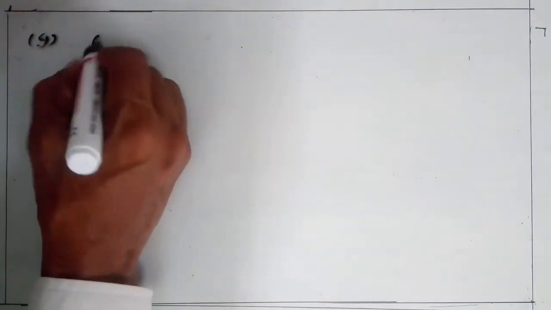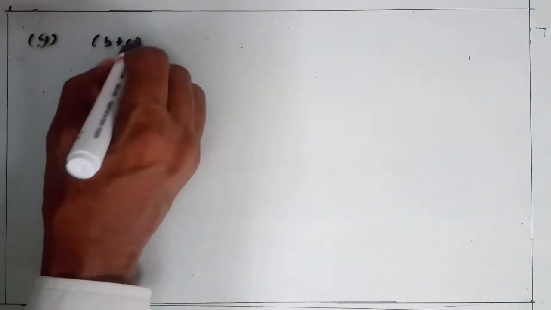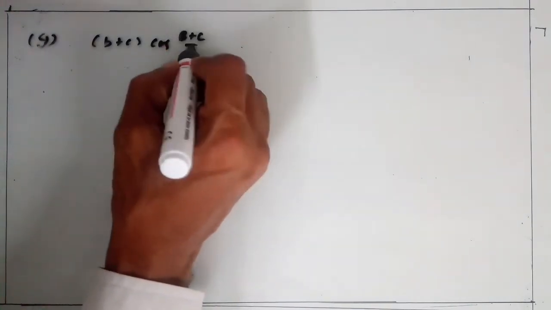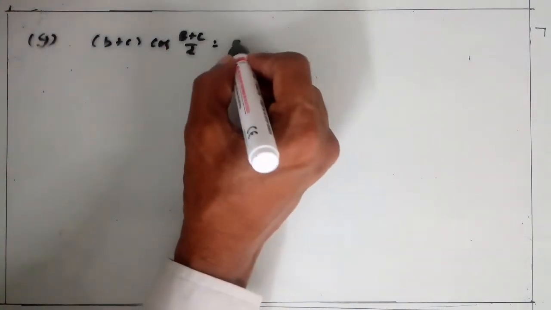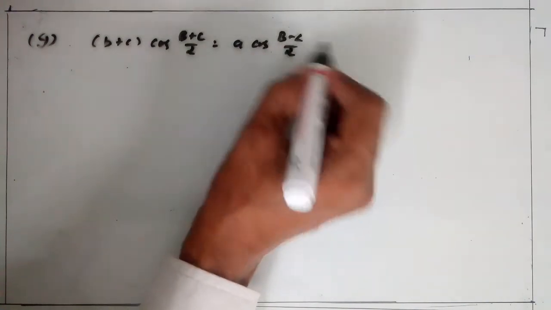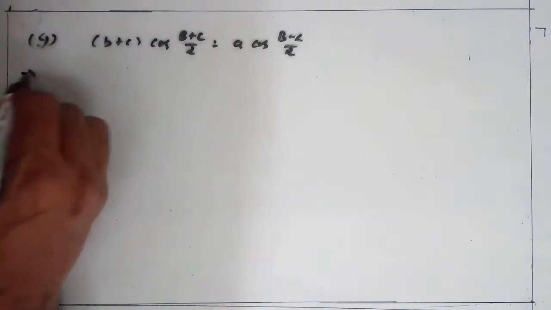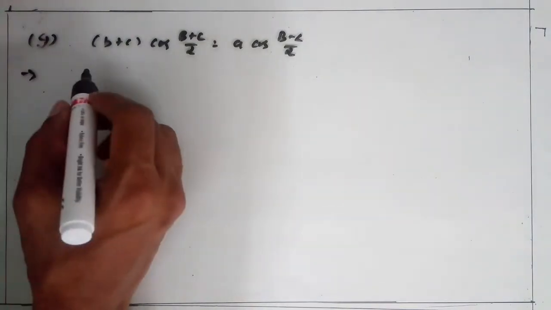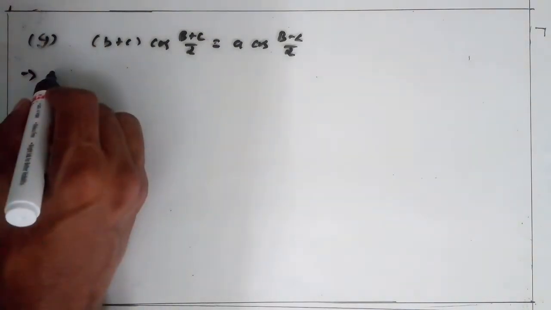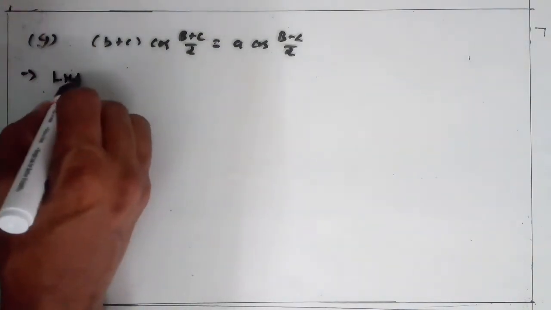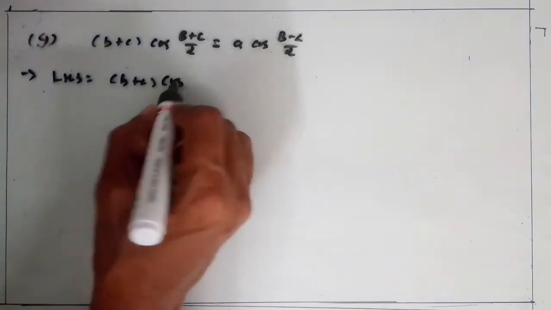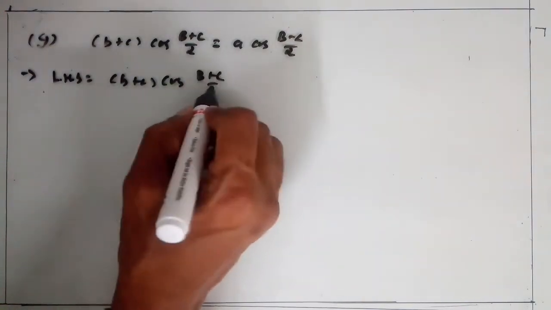Here given: (b + c) cos((b + c)/2)... prove that it equals a cos((b − c)/2). Taking one side, we get the other side. Here take the left hand side: LHS is equal to (b + c) into cos((b + c)/2).